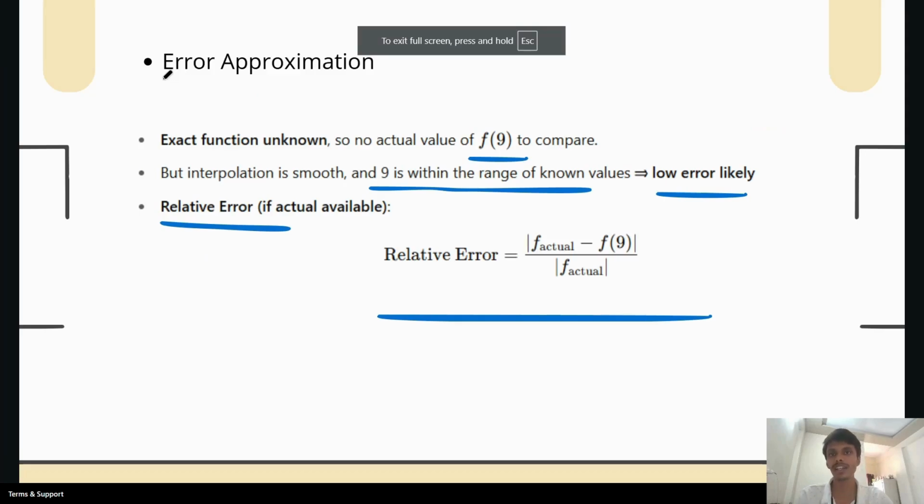For error estimation in Lagrange interpolation, the exact function is unknown, so there is no actual value of f(9) to compare. But the interpolation is smooth and 9 is within the range of known values, so there is likely a low error. The formula of relative error is mod of (f actual minus f(9)) divided by mod of f actual.